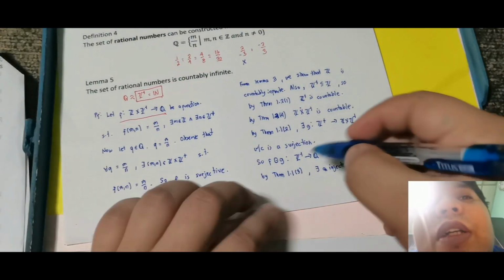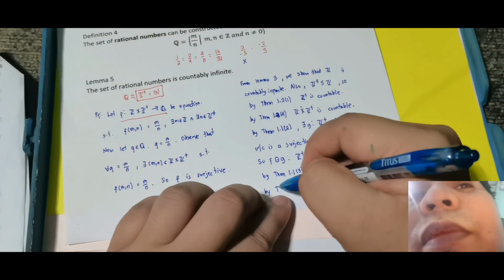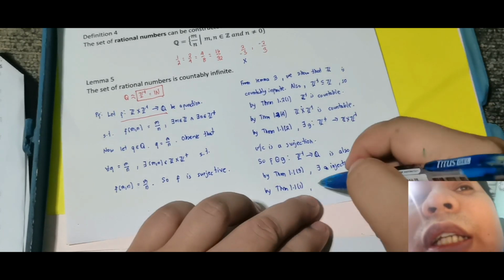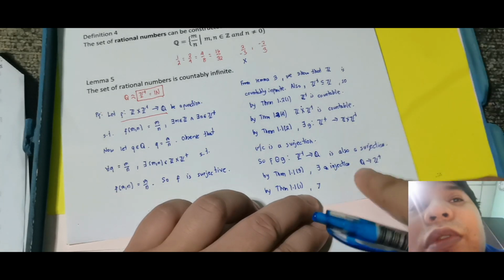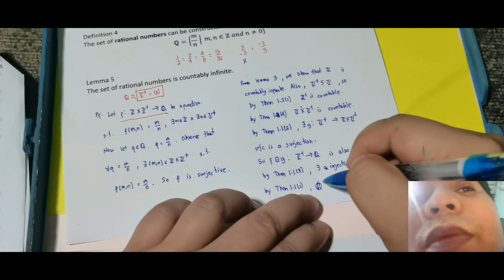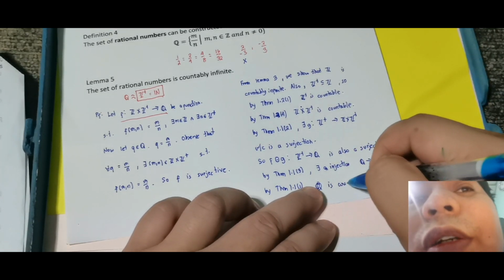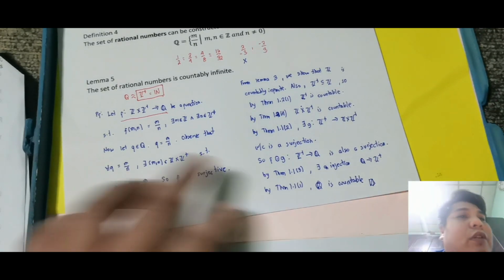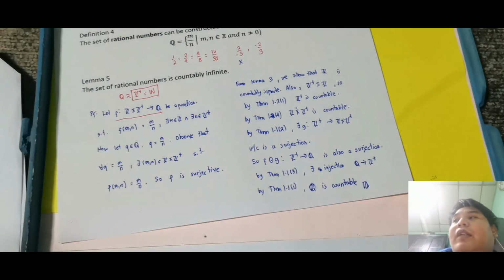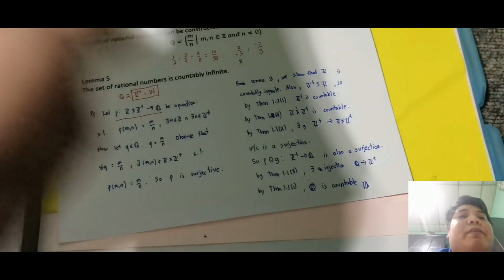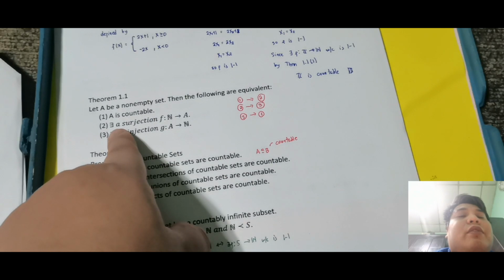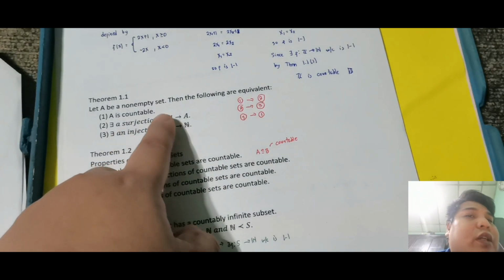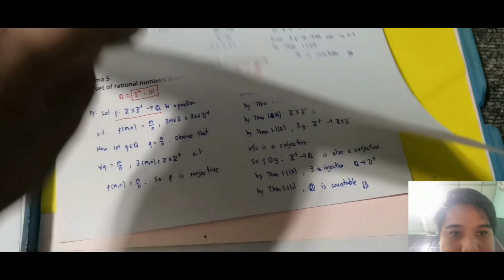Tama. And again, by theorem 1.1, we can say that Q is countable. Okay, and that is done. So, ulit ko lang ha. Nakita ko na ang Z plus going to Q, that is surjective. Nandito tayo. So, nakita ko ng F circle G na Z plus going to Q.